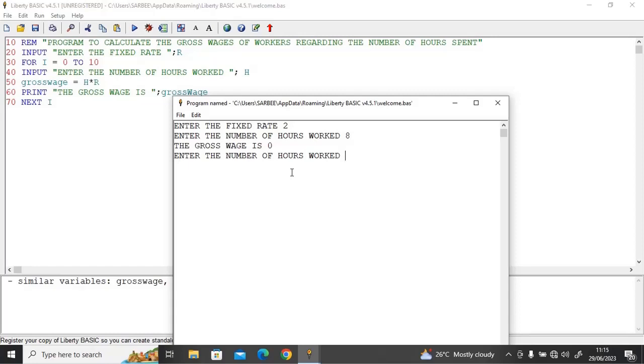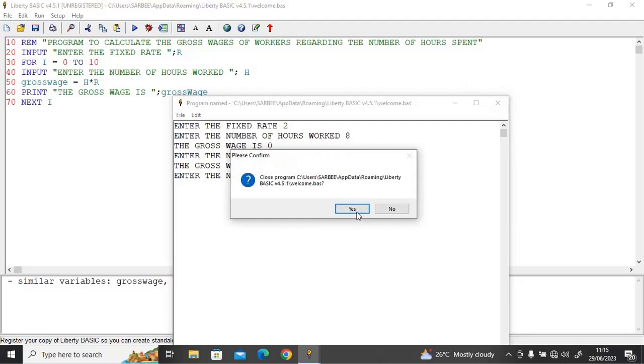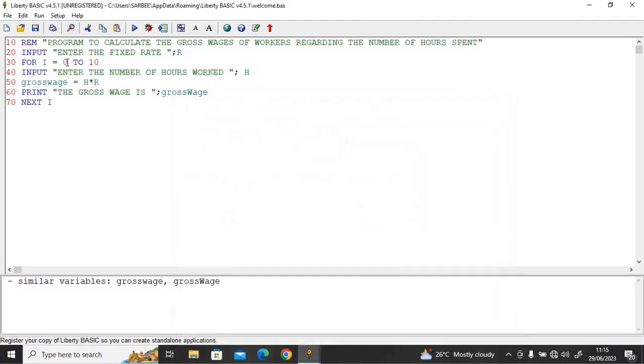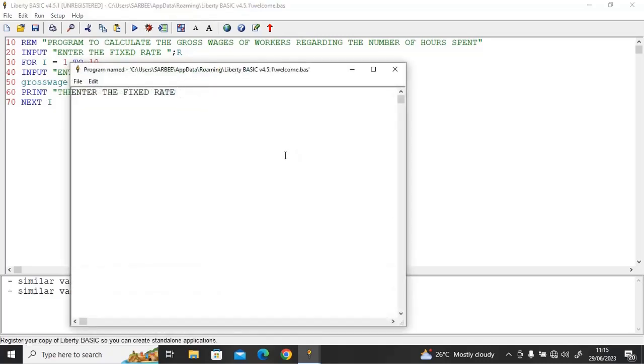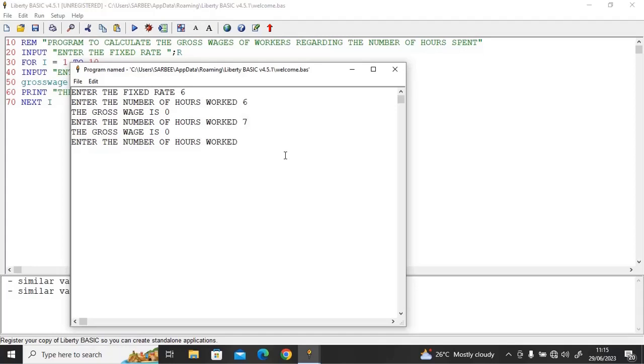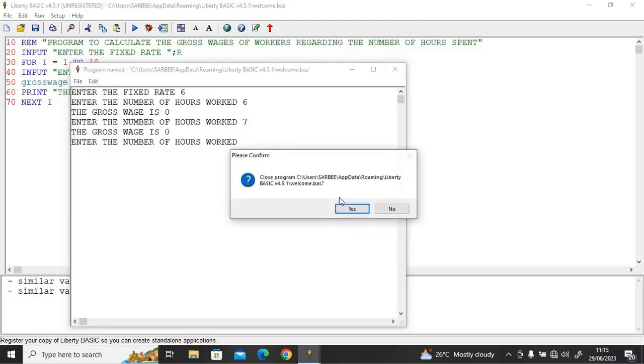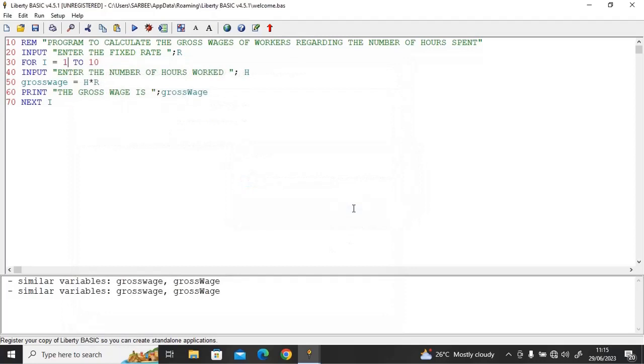So you can see the first one, the gross wage is 0. Number of hours worked, let's say you have 7. 0. Oh my bad, there was a mistake somewhere. I told you earlier, this thing is 0. Enter the rate, let's say the rate is 6. Hours worked, let's say we work for 6 hours. The gross wage is 0. Enter the number of hours worked, 7. The gross wage is 0. Something is wrong. What is wrong with our program?